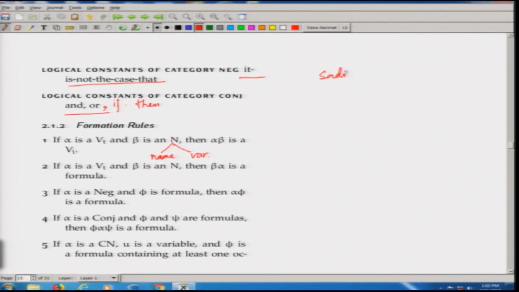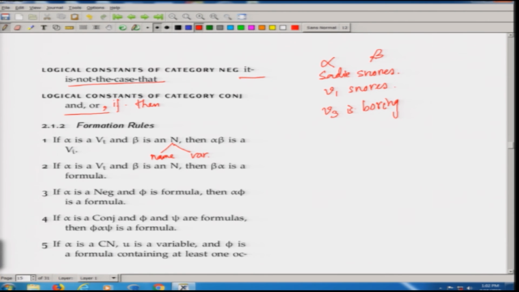Sadie snores, or we can have V1 snores, or we can have something like V3 is boring. We can have all these constructions. You see alpha beta, so this is alpha and this is beta. So this is the first rule.